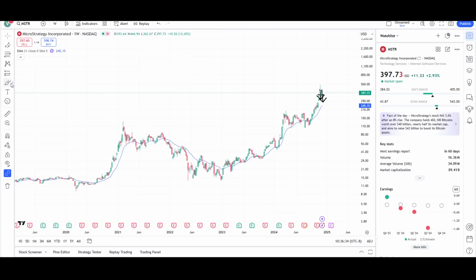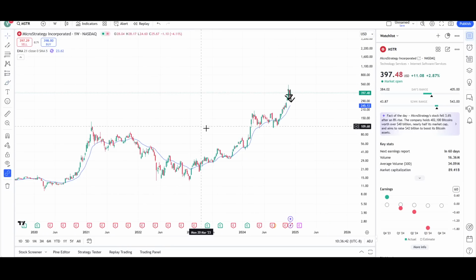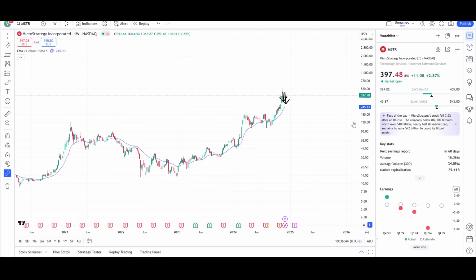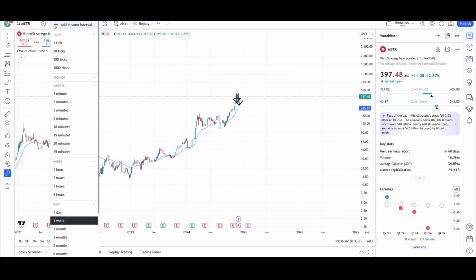You didn't see some crash like this right over here in the past. So we're not seeing that, right? We're seeing something like this occur, more of a sideways, weak correction taking place. So that's all I have for MicroStrategy in the daily and weekly charts.